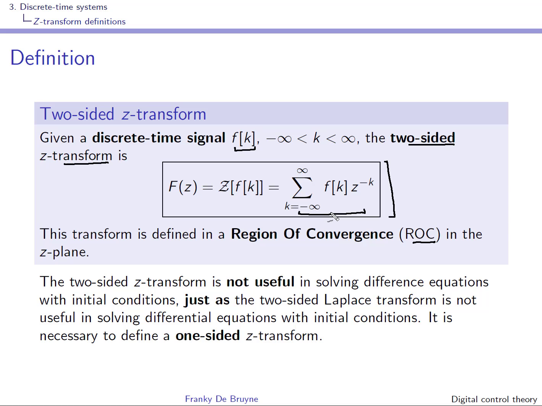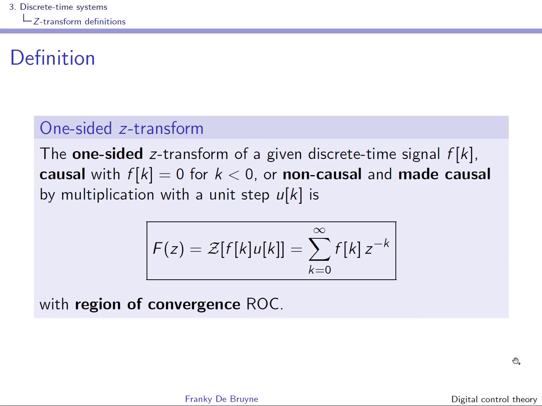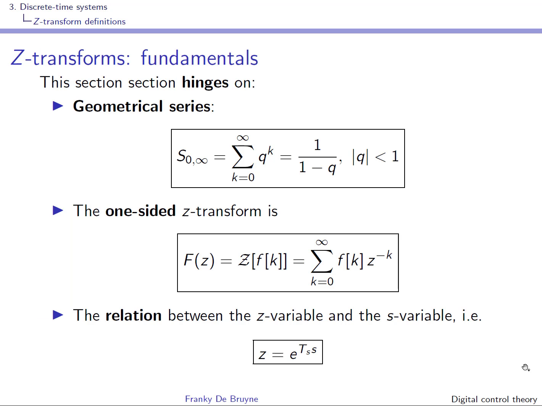And anyway, what we are doing is considering causal systems, causal signals. So in the same way, this two-sided z-transform will not be very useful, and it is therefore necessary to define a one-sided z-transform. For the one-sided z-transform, we assume that f of k is either causal or that it is made causal by multiplication with a unit step. So the contributions for k negative are all 0, and we can start the sum at k equal to 0. Again, there will be an associated region of convergence. You will see that everything that follows hinges on the geometrical series.